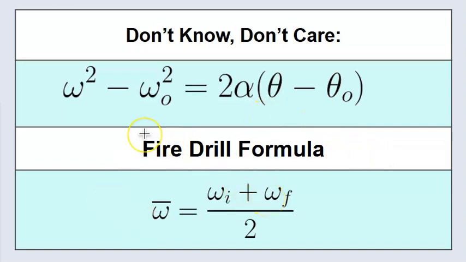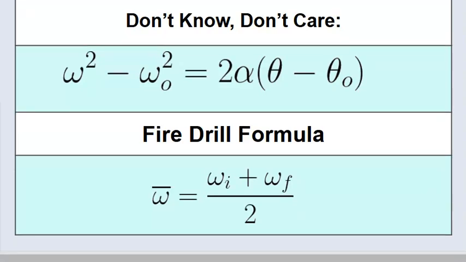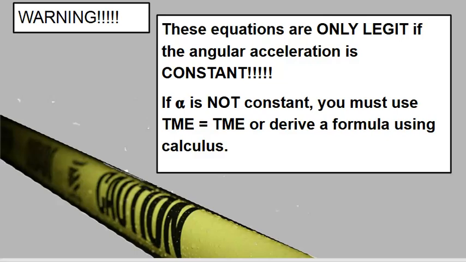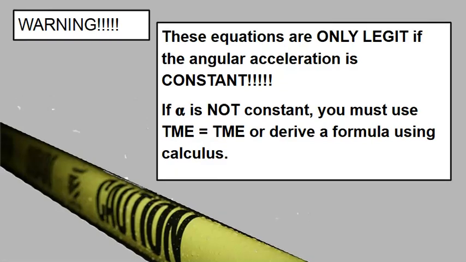I am pretty sure that what I think is kind of goofy is they give you the position function with both linear and rotational, and they give you, I think, don't know, don't care with linear and rotational, which is kind of weird to me because they're the same equation, but I think they still do in 2025. They don't give you the fire drill formula. Super useful formula. Okay. Big fat warning.